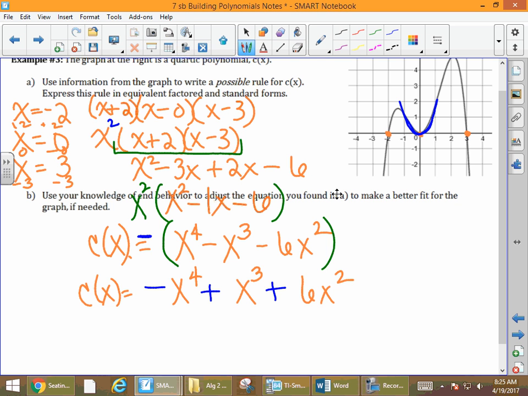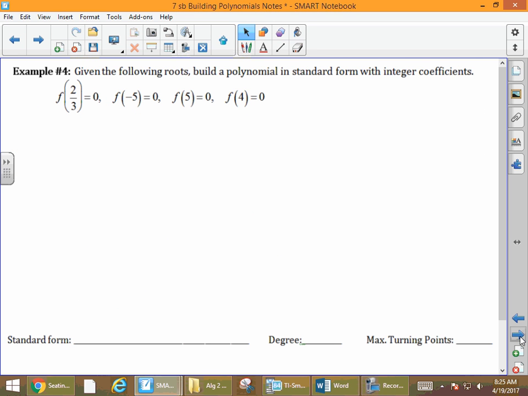So finally here, to finish, and hopefully I'm not going too fast, but finally, to finish, in this last example, we're just given some roots. F of 2/3 equals 0, f of -5 equals 0, and so forth. These roots are in function notation, which sometimes is confusing to people.